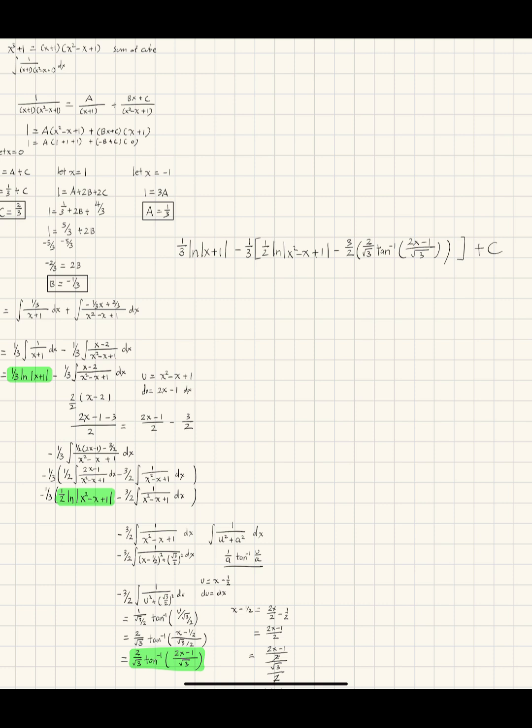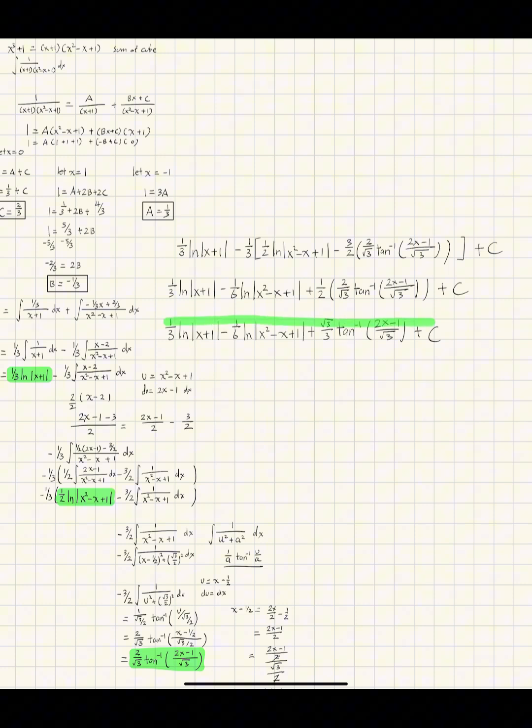All right, and now all we gotta do is distribute the negative 1 over 3. And lastly, distribute the 3 over 2 to the 2 over square root of 3 inverse tan in the parenthesis of 2x minus 1 over square root of 3. And now our final answer will be 1 over 3 natural log of absolute value of x plus 1, minus 1 over 6 natural log of absolute value of x squared minus x plus 1, plus square root of 3 over 3 inverse tan in the parenthesis of 2x minus 1 over square root of 3, plus c. And that is our final answer.